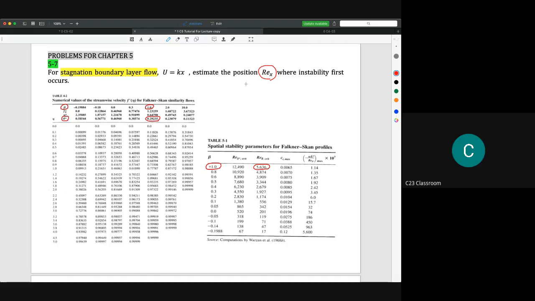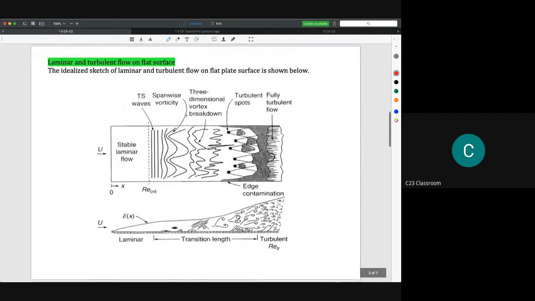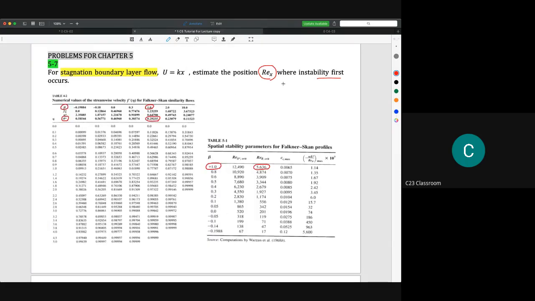Instability first occurs, meaning it's like the observation here. For example, we have an observation like this one. When you start to see the flow is a little bit wavy and so on, it means that stability is reduced. The instability starts to occur because the flow starts to change from laminar to turbulent. So that is the idea of this one.